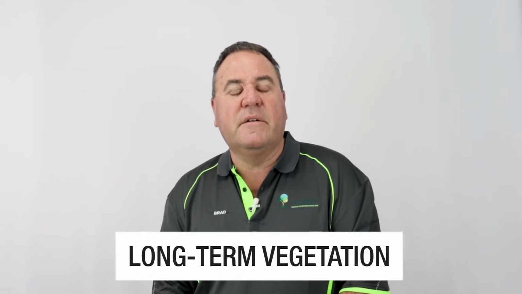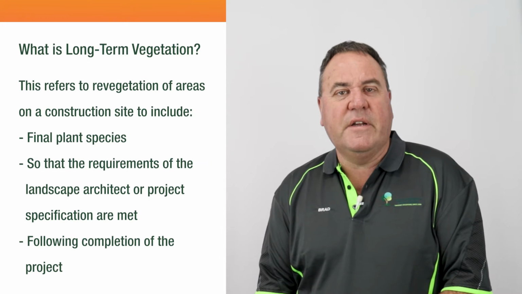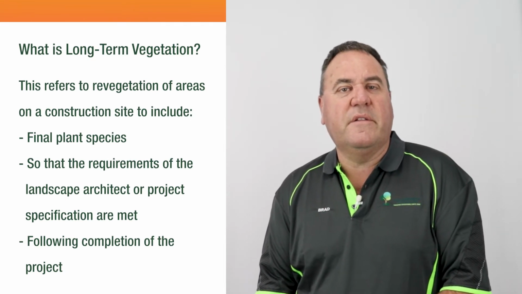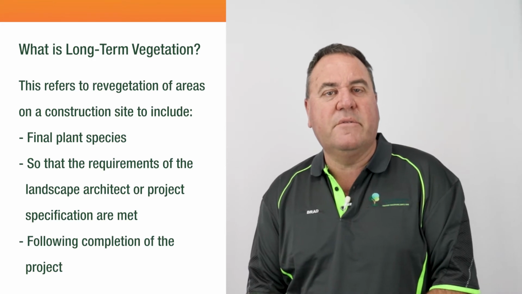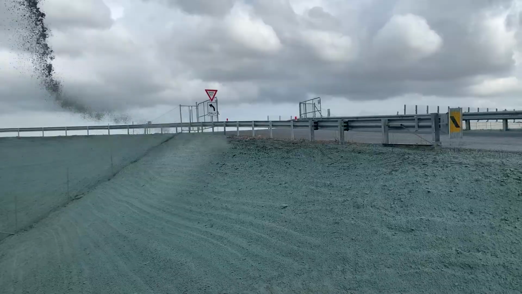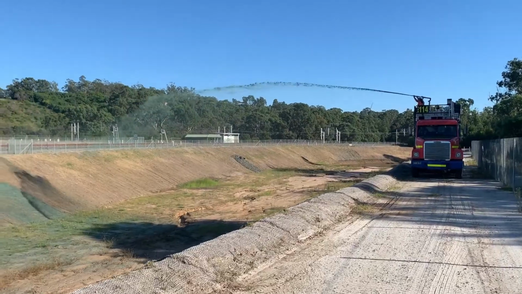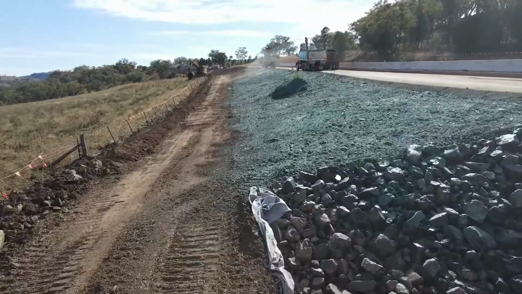This brings us to our third issue, long-term vegetation. This refers to vegetation of areas on a construction site that include the final plant species so that requirements of the landscape architect or project specification are met following completion of the project. Long-term vegetation seed mixes are applied to areas of earthworks following the final trimming and completion.